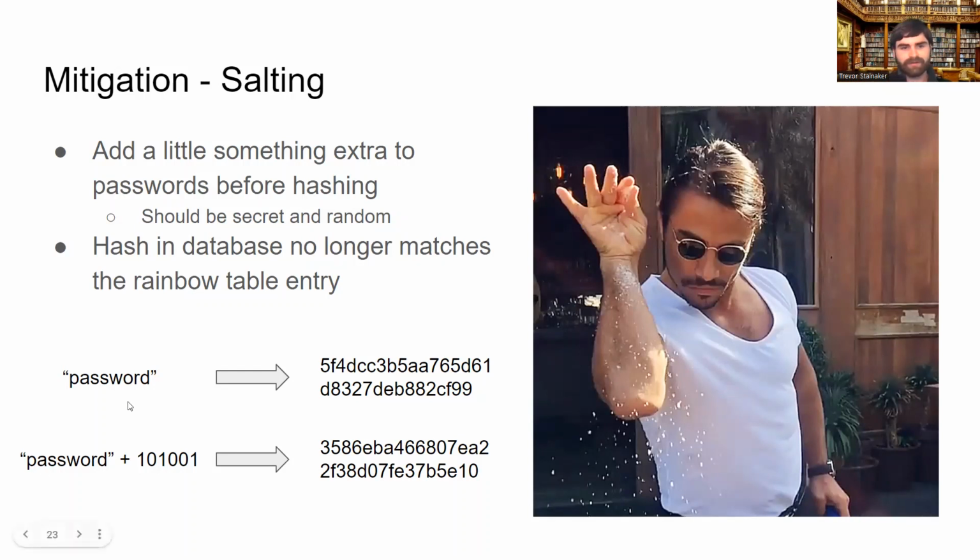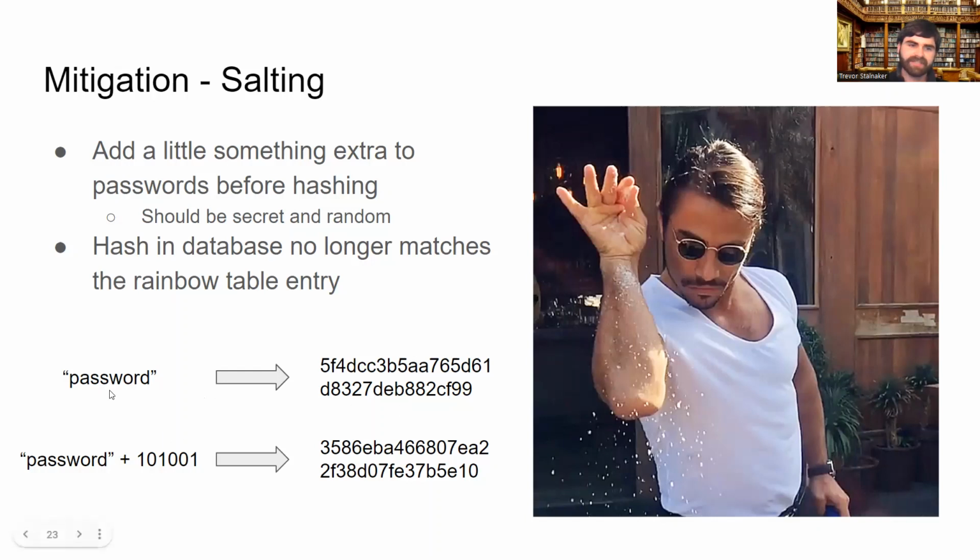So here is our familiar password. Let's say that this is our hashing function, our hashing algorithm, and this is the resulting hash. I've truncated it so that it would fit in the slides, but for all intents and purposes, this is the hash that we get out, okay? Well, this is what would show up in the rainbow table. This is what we want to avoid.